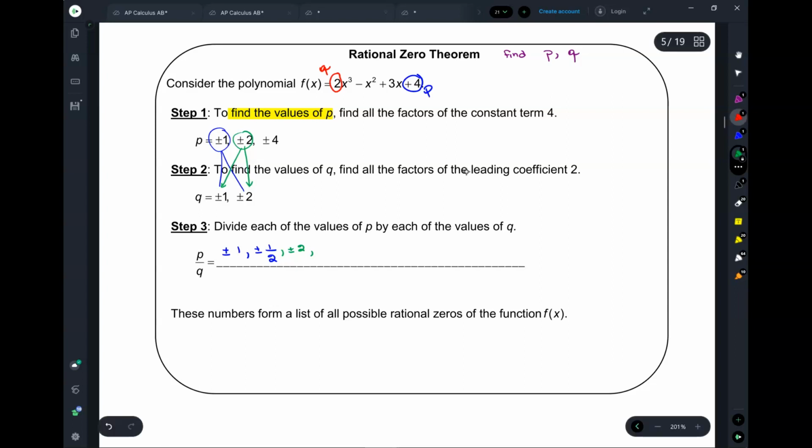Next, I'm going to do the 4. I'm going to divide it by the 1. What do I get? 4. Divided by the 2, what do you get? 2. Do I already have a 2? Yes. Don't write it again.